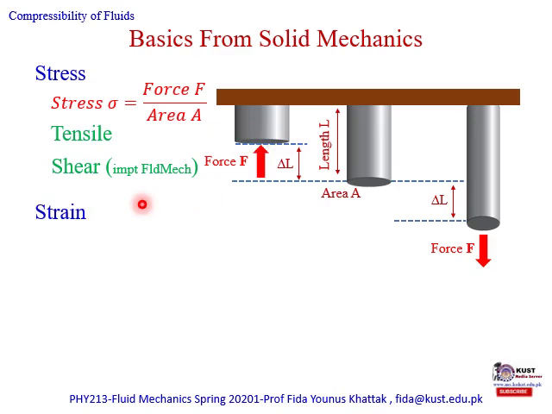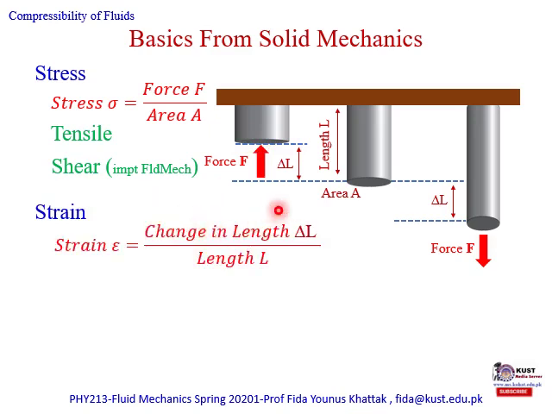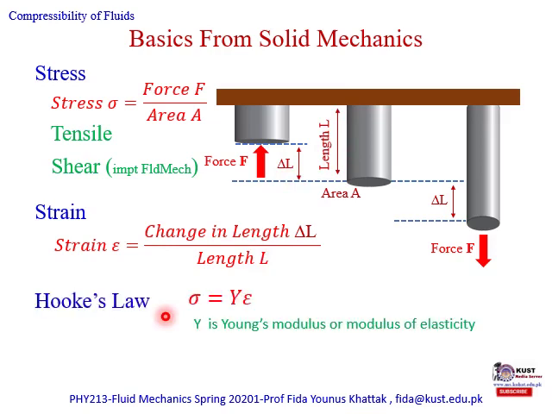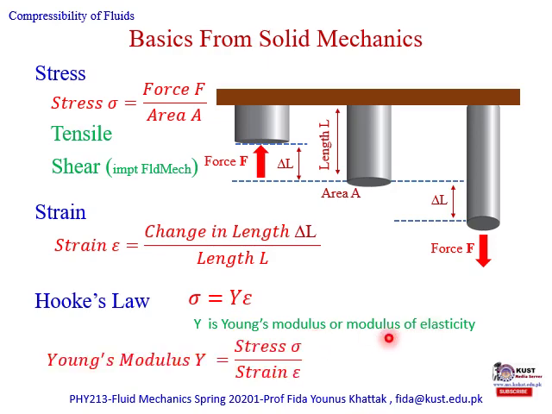We have another term, strain, which is defined as the change in the length delta L over the total length L of the object. We have an important law, Hooke's law, which states that the stress is directly proportional to the strain, where the constant of proportionality Y is known as the Young's modulus or modulus of elasticity. In other words, one could write Young's modulus Y as the ratio of the stress and strain.